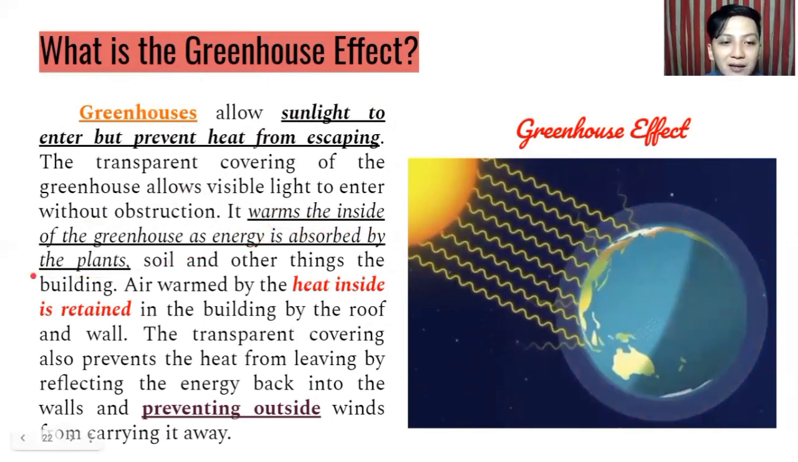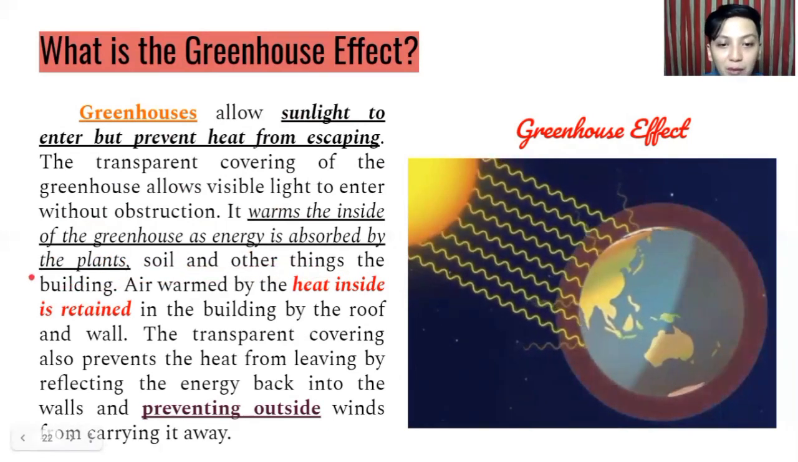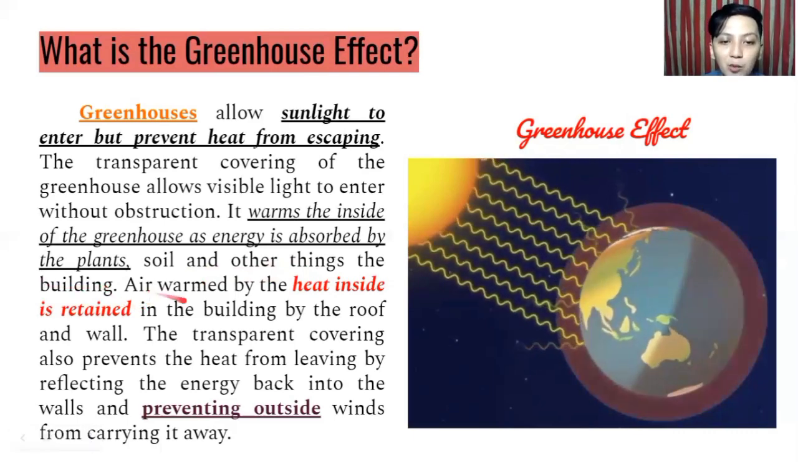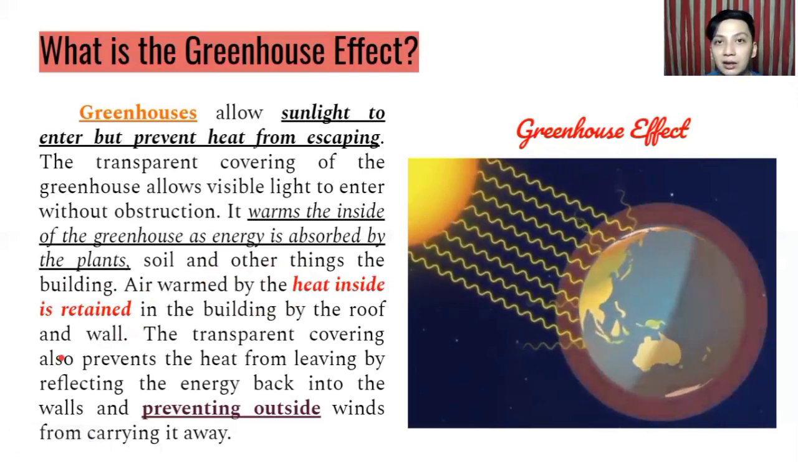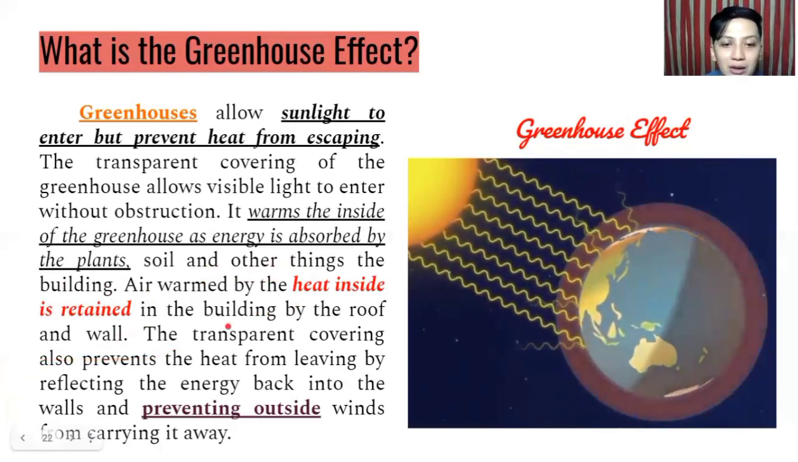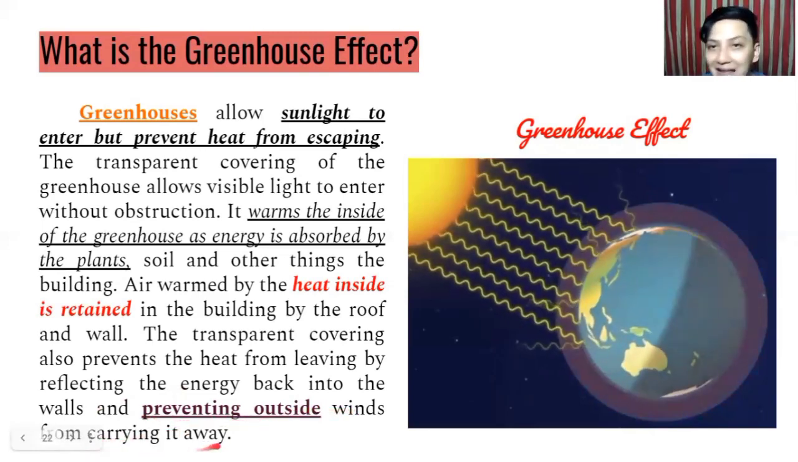It warms the inside of the greenhouse as energy is absorbed by the plants, soil, and other things, the building, or the other things that can be found inside the buildings. Then, air warmed by the heat inside is retained. We know that. So, by the roof and wall part of the greenhouse gases, since it is very clear, it traps, okay, natatrap niya yung init dun sa loob ng greenhouse. So, the transparent covering also prevents the heat from leaving, reflecting energy back into the walls and preventing outside winds from carrying it away.